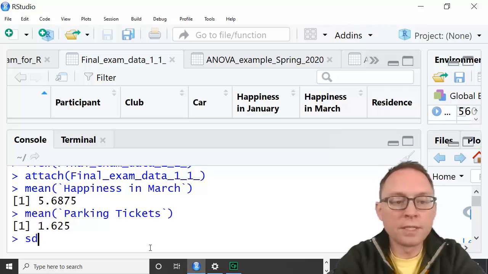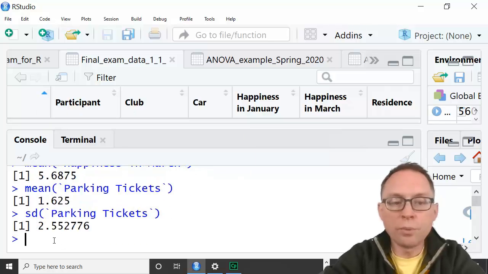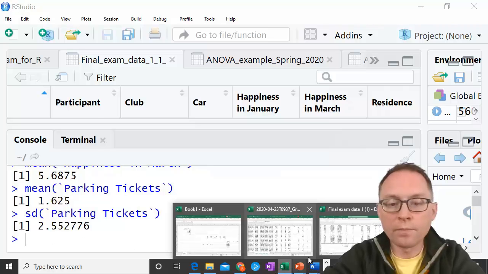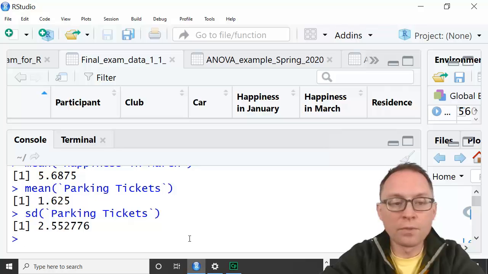Let's go ahead and do SD for parking tickets. 2.55. Now look, let's see if that's similar to what we had before. 2.55, that's the standard deviation. So we could do the same calculation using RStudio if we would like to do that.